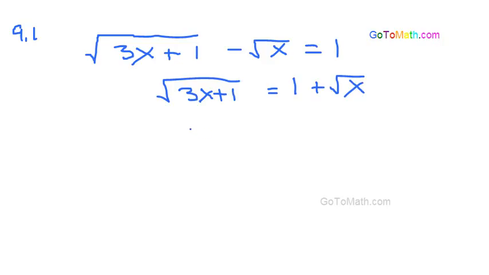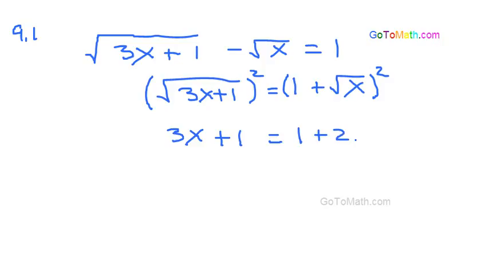Okay, and let's now square both sides. So we square the radical, that gets rid of that. But we're still going to have a radical over here on the right. We got 1 times 1 is 1. 1 times square root of x times 1. So that'd be 2 of them. And then the square root of x times square root of x is just x. I see it now.